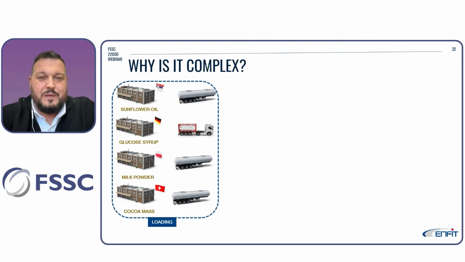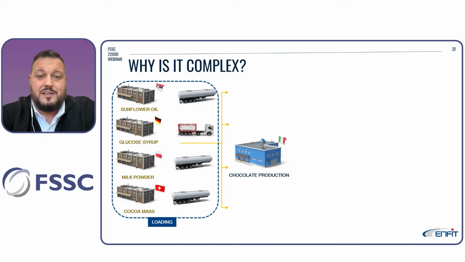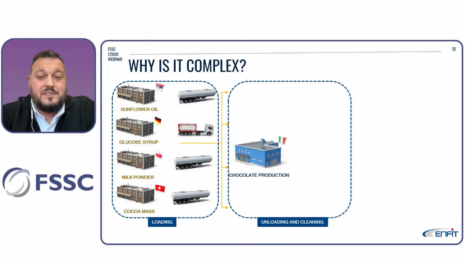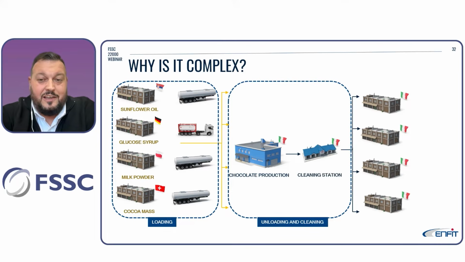But why is the supply chain complex? Because we can have loading of different materials in different countries, in different transporting units that are now transporting all of these materials like sunflower oil, glucose syrup, milk powder from different countries to one chocolate production, for example, in Italy. And over there you are producing chocolate, but beside that, what you have are the transport units that are unloaded, that are now dirty and need to be cleaned, which means that the dispatcher probably of these transporting companies will try to find a cleaning station that is actually in Italy, for example, and will also try to find a location where all of these transporters are loaded also in Italy, if they are lucky.